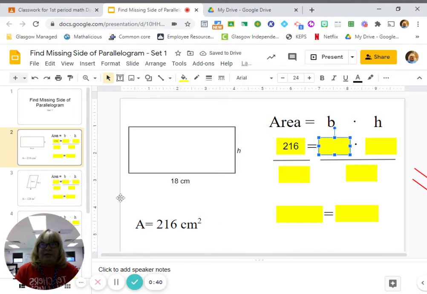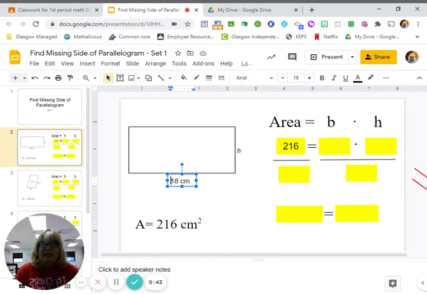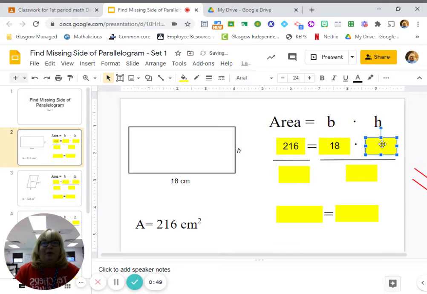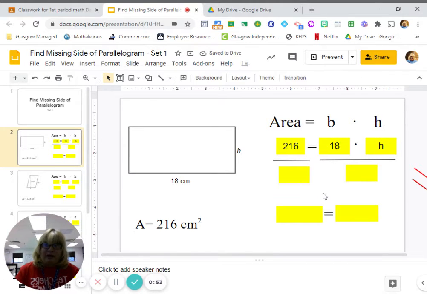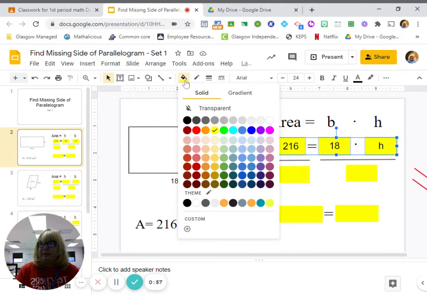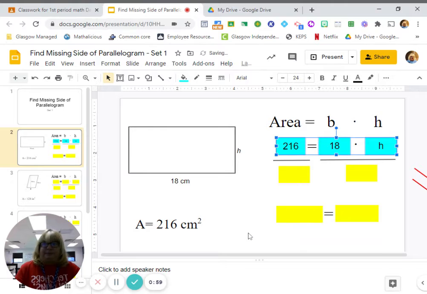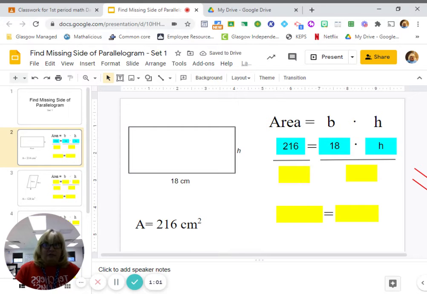We know the base, B, right here, is 18. So we're going to put 18 there. If you want to put 18 centimeters, that's fine. It won't fit. Okay. What we don't know is the height. Okay, so there is our equation. I'm going to make it a different color so we can see it better here. So there's our equation. Now, I want to get this H all by itself.